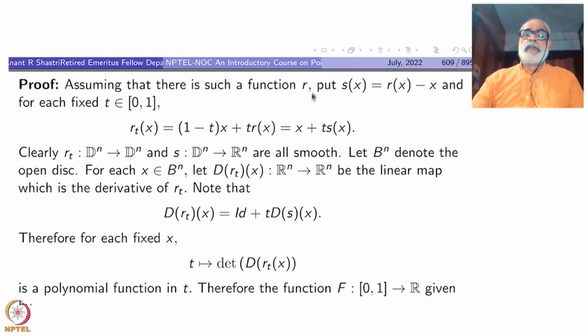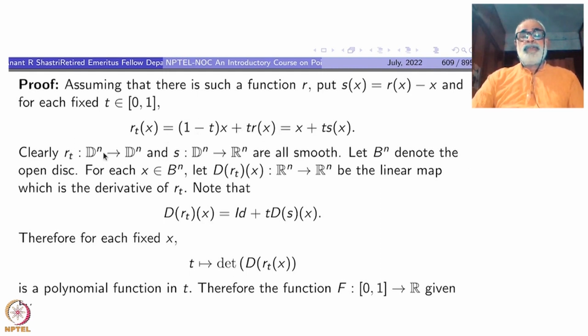Assuming that there is such a function, let us tentatively put Sx equal to Rx minus x, and for each t in [0, 1], let us put Rt of x equal to (1 minus t) times x plus t times Rx. So joining the identity map and Rx, this can be rewritten as x minus tx combined with Rx, and write it as x plus t times Sx, because Sx is Rx minus x. Just look at this formula.